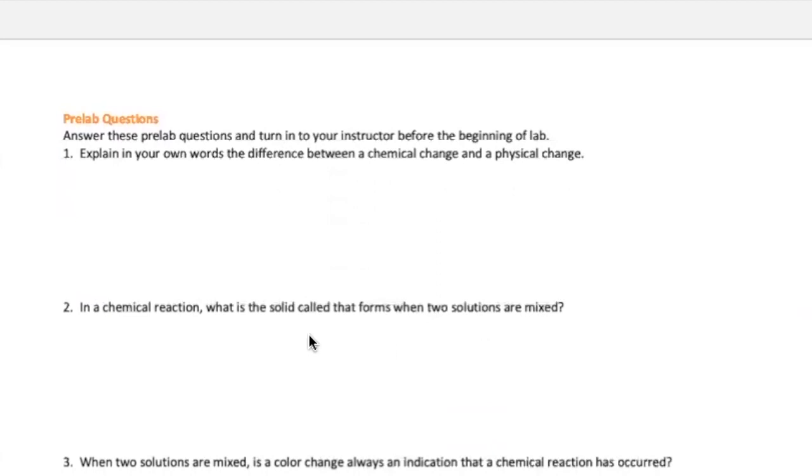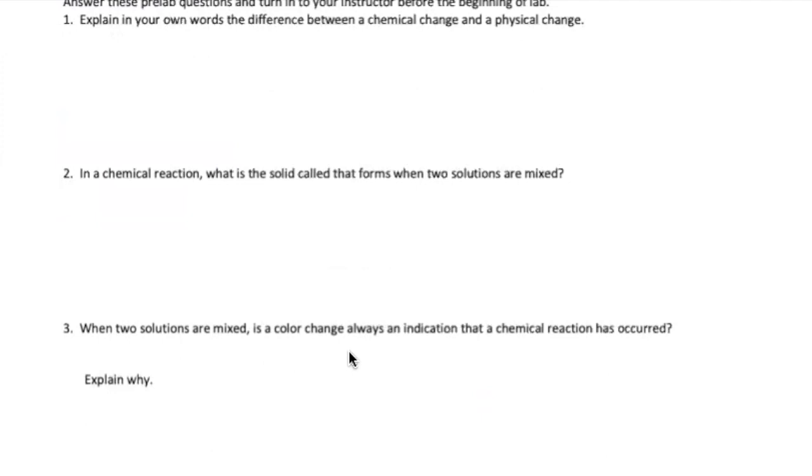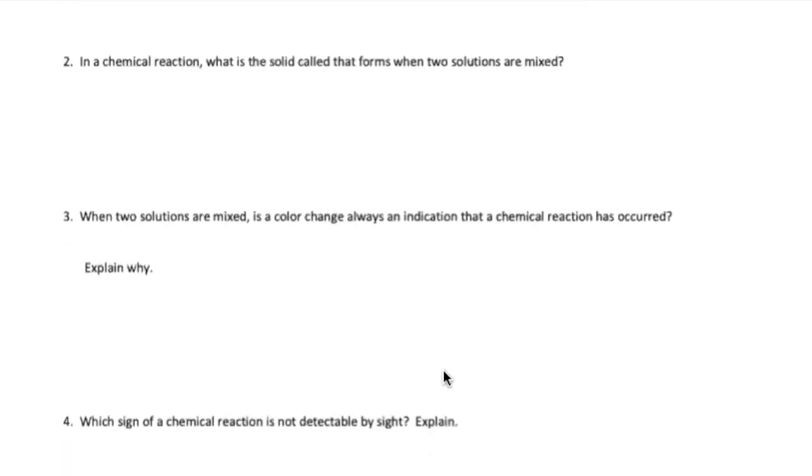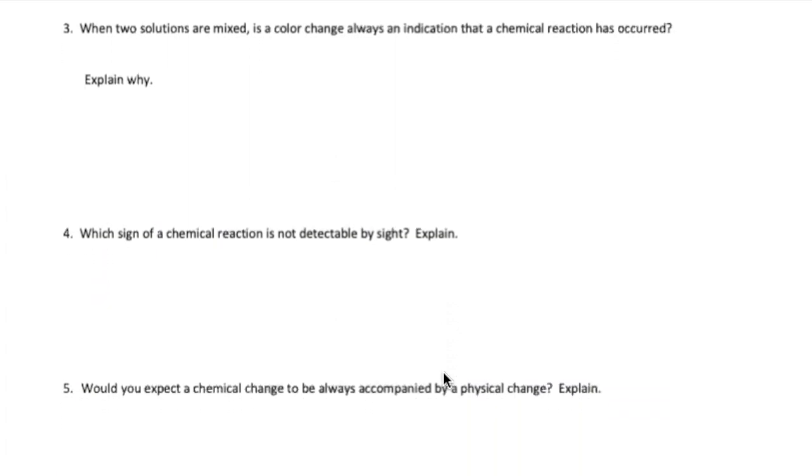In a chemical reaction, what is the solid called that forms when two solutions are mixed? We talked about that. When two solutions are mixed, is a color change always an indicator that a chemical reaction has occurred? Why or why not? What signs of a chemical reaction are not detectable by sight? You can't see this particular sign that a chemical reaction has occurred.